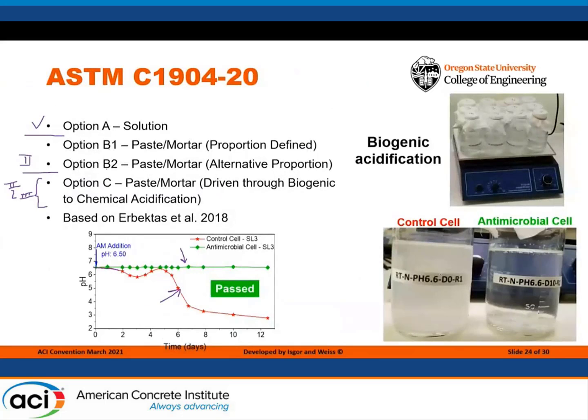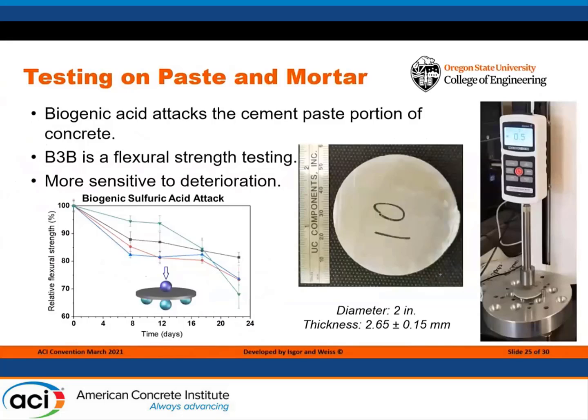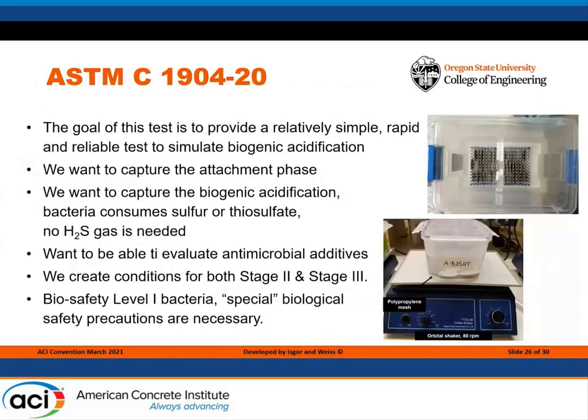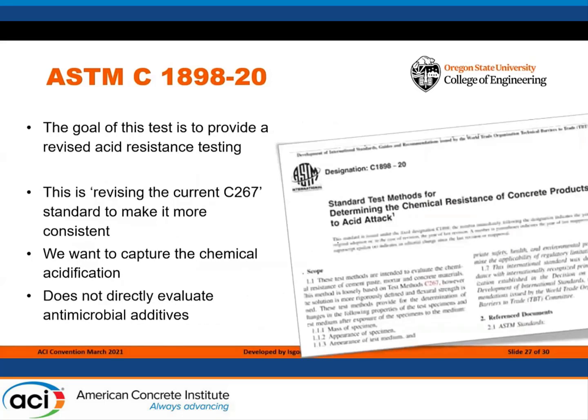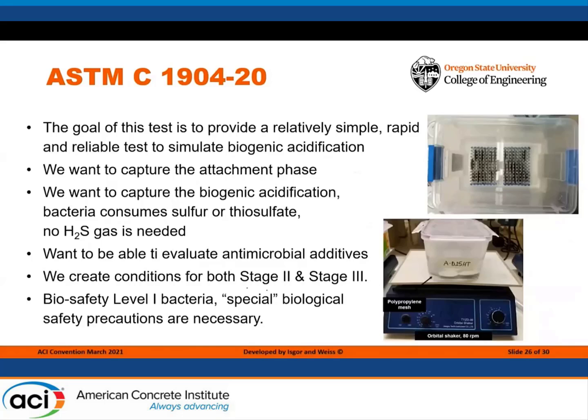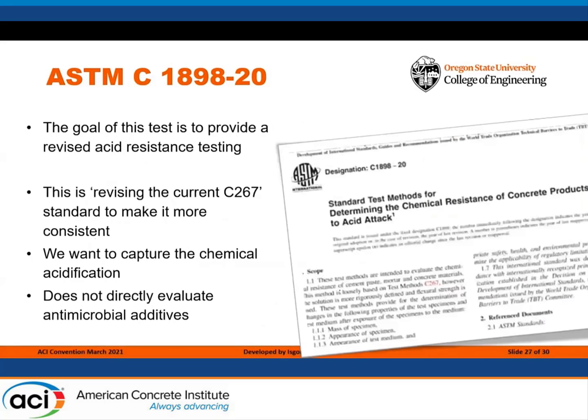Berkan Isgor is going to talk about this much more in his talk that's upcoming in just a few minutes. It will use things like thin paste to do these types of measurements, but again, I'll let him get into that in greater detail. What this test is going to be able to do finally is simulate biogenic acidification, understand the attachment phase, and really take that all the way through, as I mentioned, in the final state to stages 2 and 3.